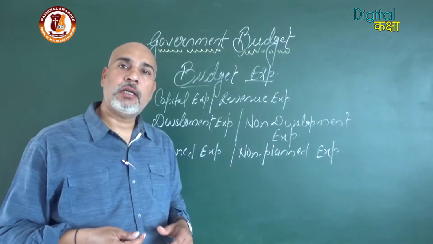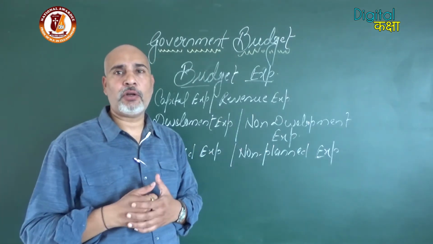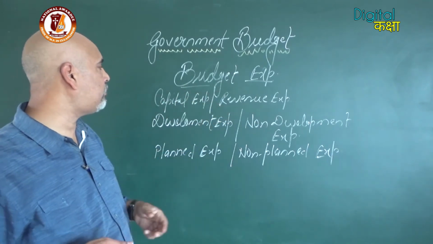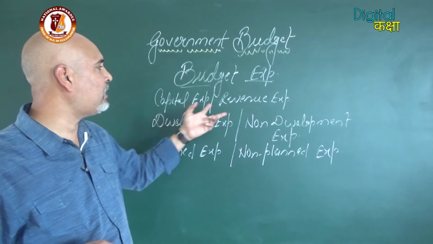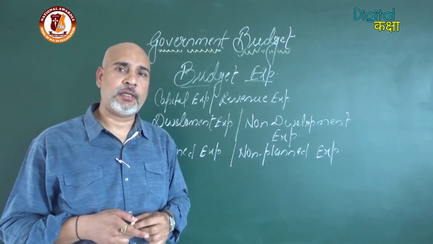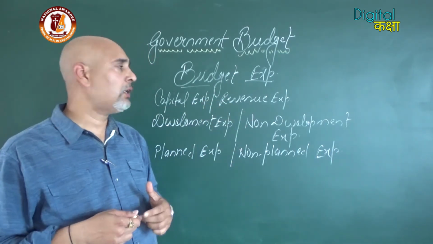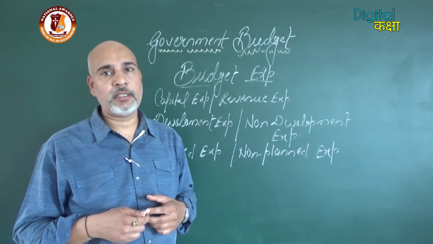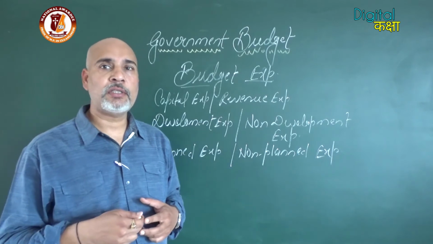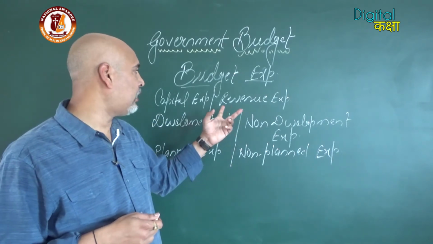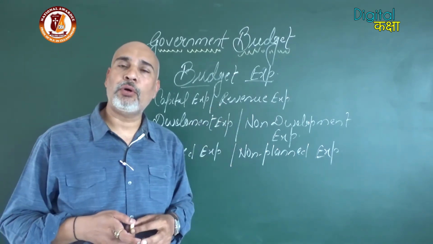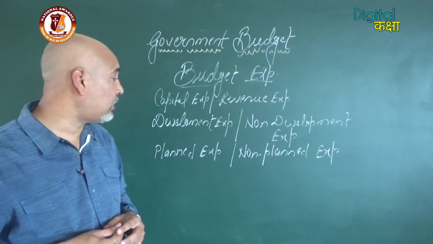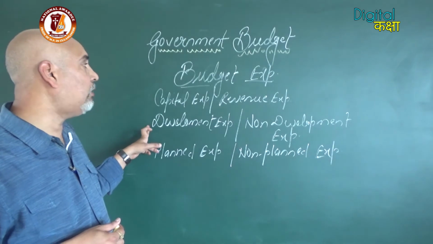Now we will discuss the budget expenditure. We have already discussed one of the important components of the budget expenditure, that is capital expenditure and revenue expenditure. So once again we recall, capital expenditures are those expenditures which increase the assets or reduce the liability, or in the other case, if there is no impact on the assets and liability, it will be termed as revenue expenditure.